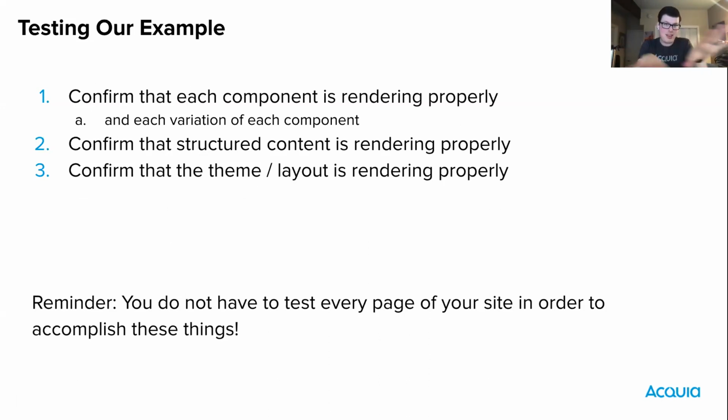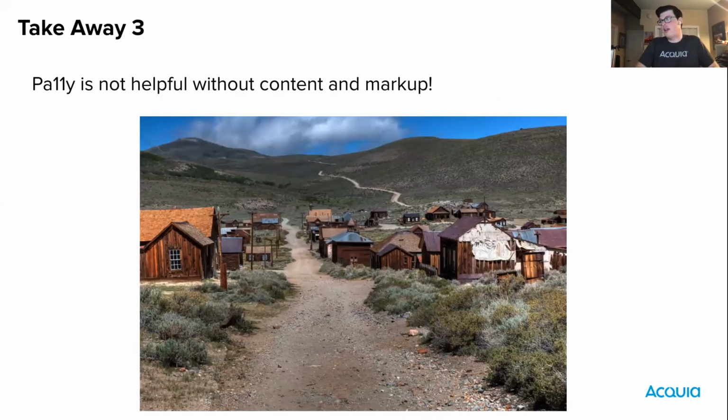If you can have that same block going both ways, you should have examples in your test suite of rendering that block both ways. You don't want to be in a circumstance where for whatever reason it's okay here, but it's not okay there. Again, you want to make sure that your structured content is rendering properly, and that the theme is rendering properly. And again, just a friendly reminder, you don't have to test every single page of your site to confirm that you're okay. So takeaway 3, I'm not sure if this is obvious: this is a ghost town.